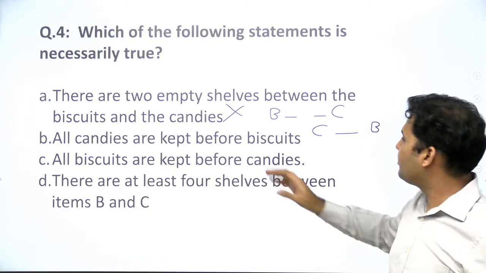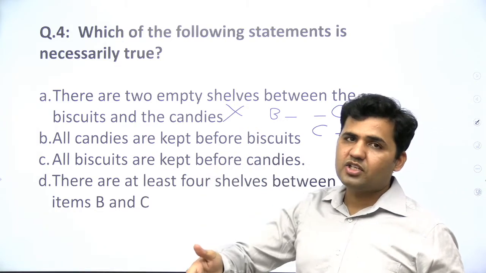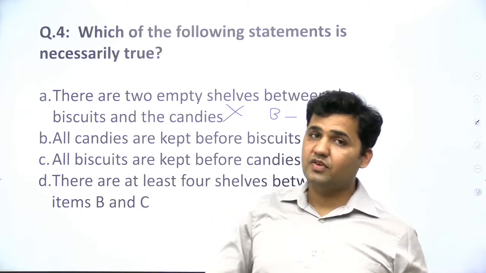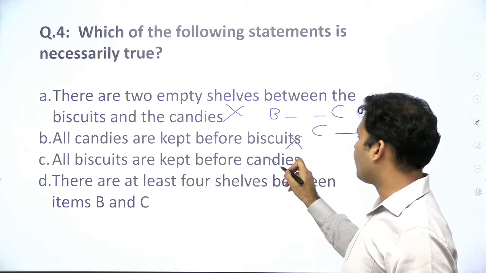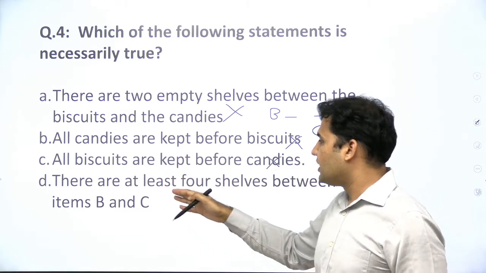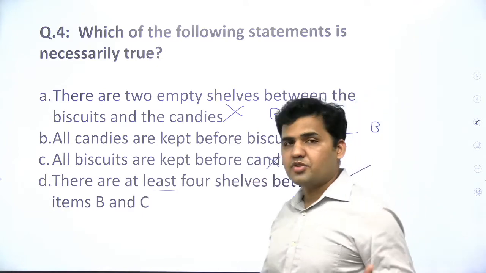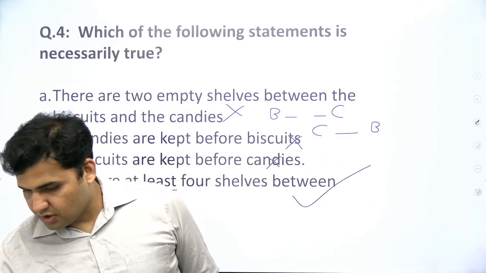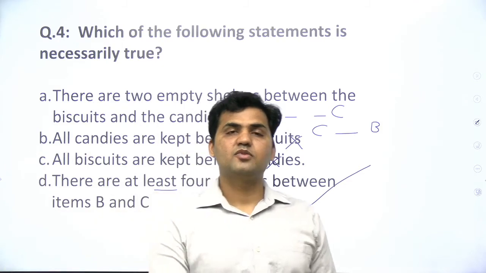All candies are kept before biscuits. No, it's not. We have 2 combinations. In one combination we have biscuit before candies, in another combination we have candies before biscuits. So this is also not true. All biscuits are kept before. No, we have candies before biscuits also. There are at least 4 cells. So if 1, 2 and 3 are eliminated straight away, you can say option 4 will be the answer of the question. So guys, this was one set which was based on the arrangement of items on the shelf with multiple possible cases.